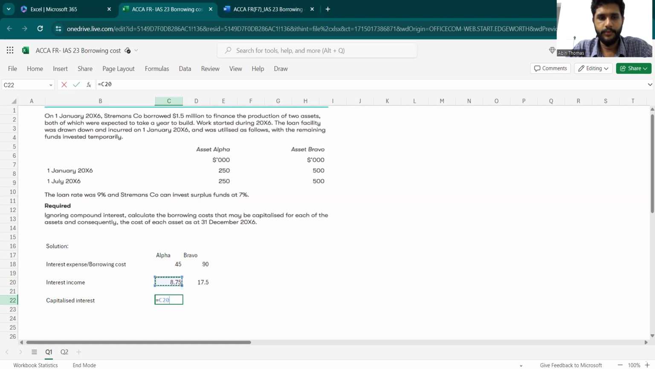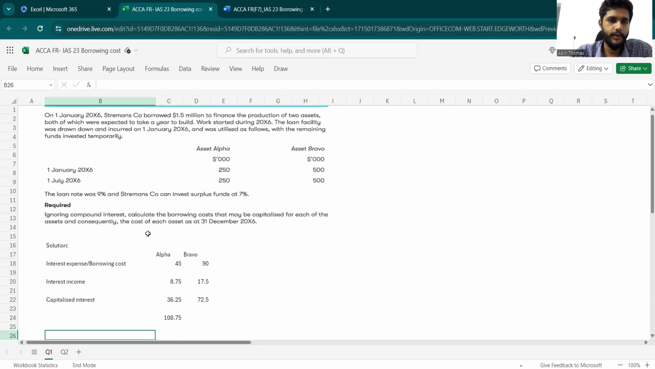So the capitalized interest will be equal to 45 minus the 8.5. And the Bravo 90 minus 7.5. So the total amount that can be capitalized is 108.7. Okay, and also we have an extended question.